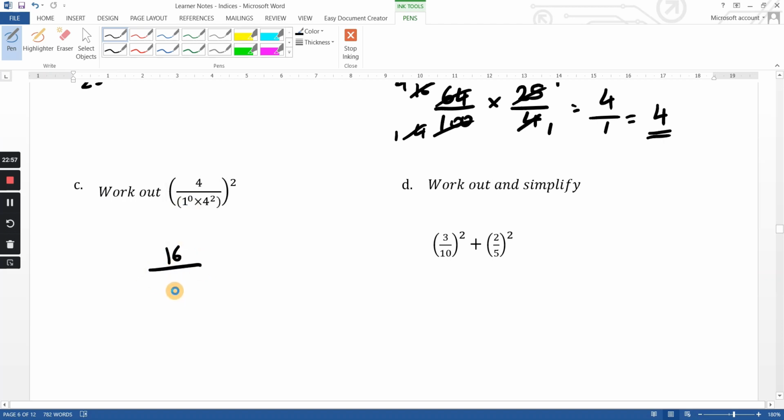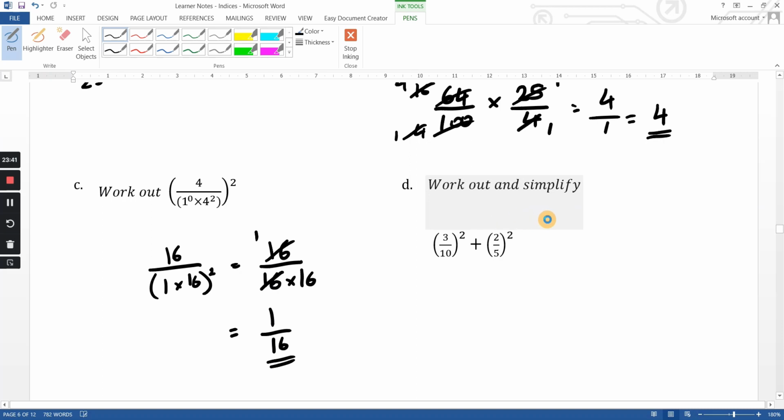Okay, and now let's do 1 to the power 0, that's just 1, times 4 squared, well, that's 16. And I've got a squared on the outside for that, because I haven't squared that yet. So that is 16 times 16 squared, or 16 times 16. One of these can cancel with one of these. So I've got 1 over 16 as my answer. That was a good one.